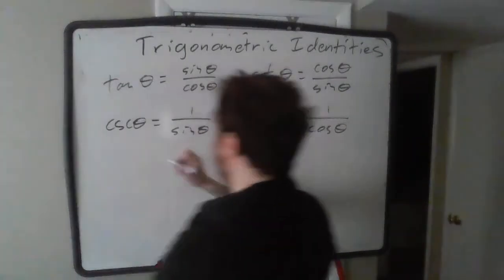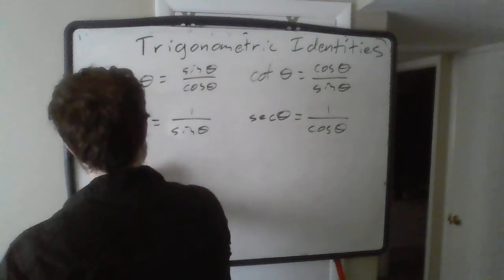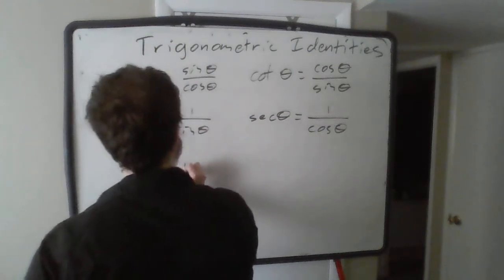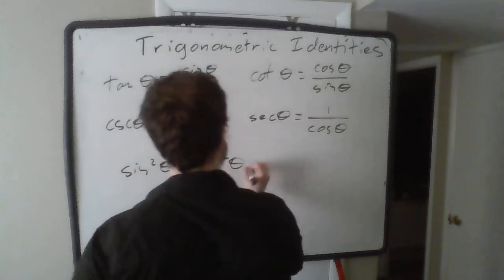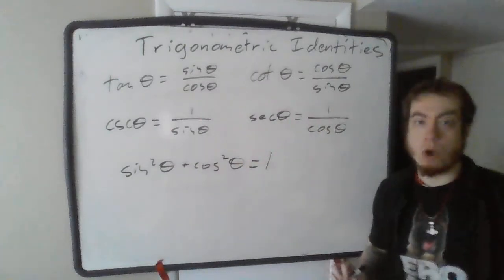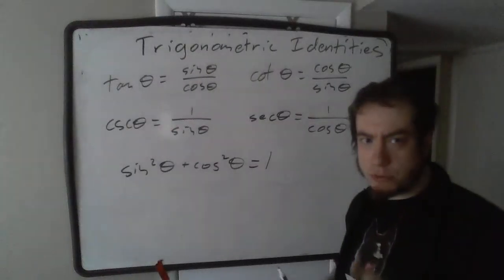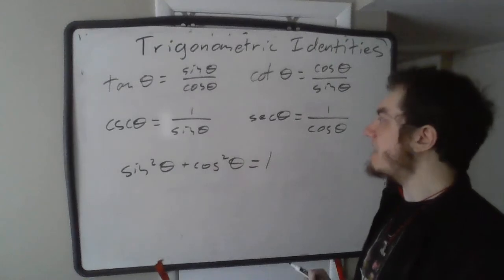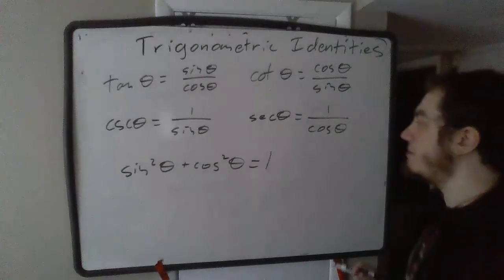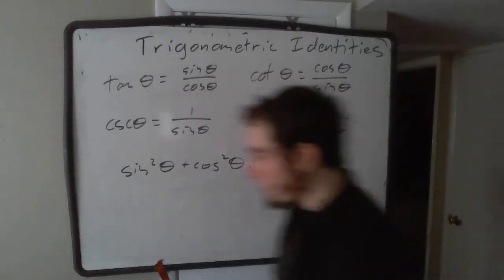Next identity that you always want to keep in mind is the Pythagorean identity. So sine squared theta plus cosine squared theta is equal to 1. But there's actually two more forms of the Pythagorean identity that are important to keep in mind. And you get those forms.